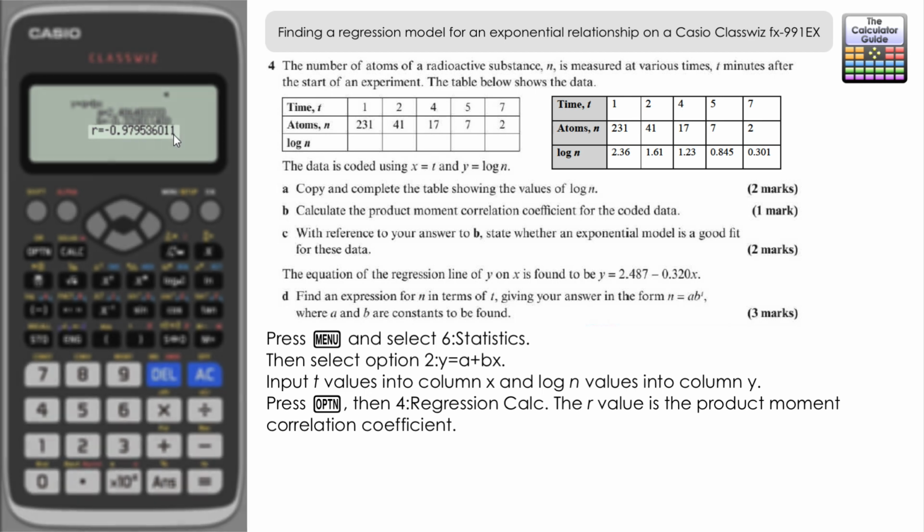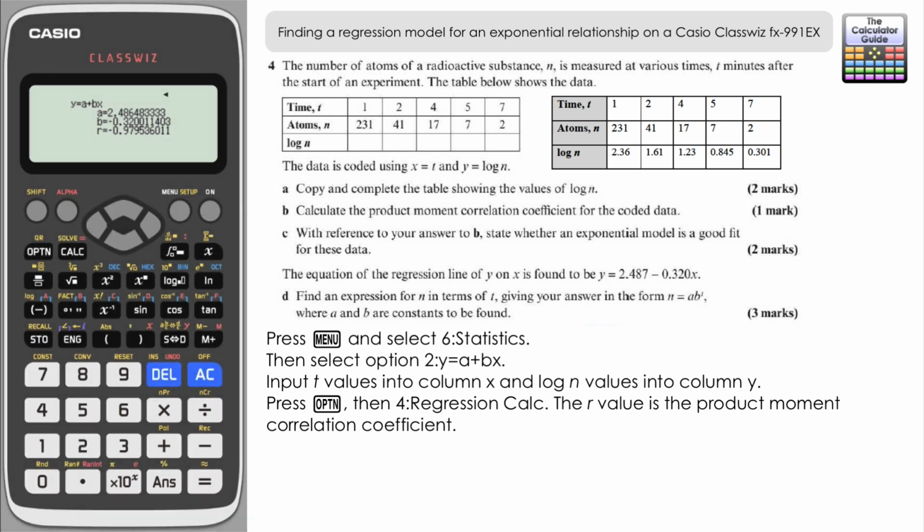We can see we've got minus 0.9795 to 4 decimal places. And so we can record that as our answer to part B. In the answers in the back of the book, they have said minus 0.980 to 3 significant figures. In fact, all of the results are given to 3 significant figures.